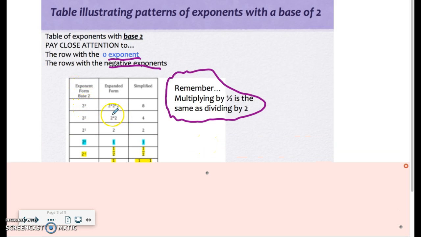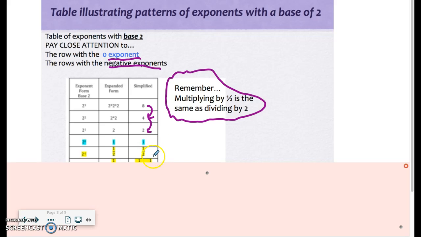So if I have 2 cubed, it's the same as 2 times 2 times 2, which you all know is 8. Next, 2 squared is 2 times 2, which is 4. 2 to the first is 2. So notice each time in this simplified column, we're going from 8 to 4, 4 to 2. You can think of it as dividing by 2 or multiplying by 1/2.